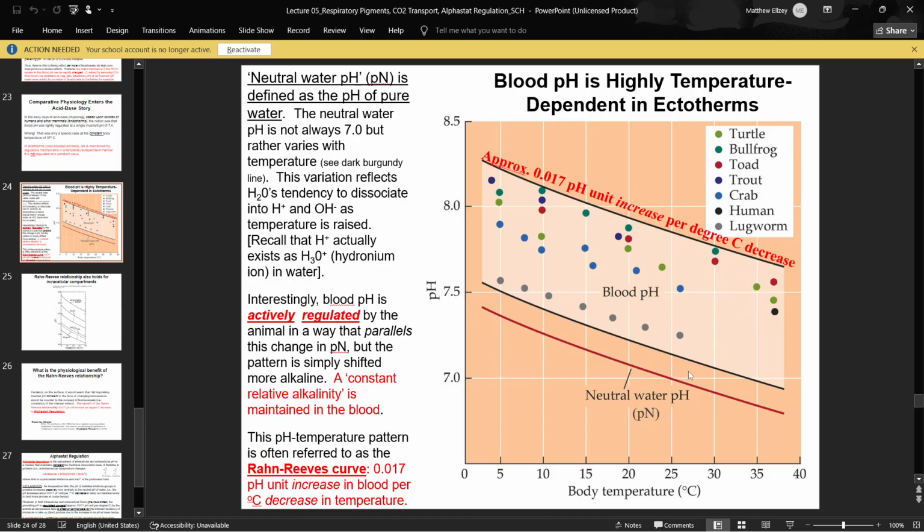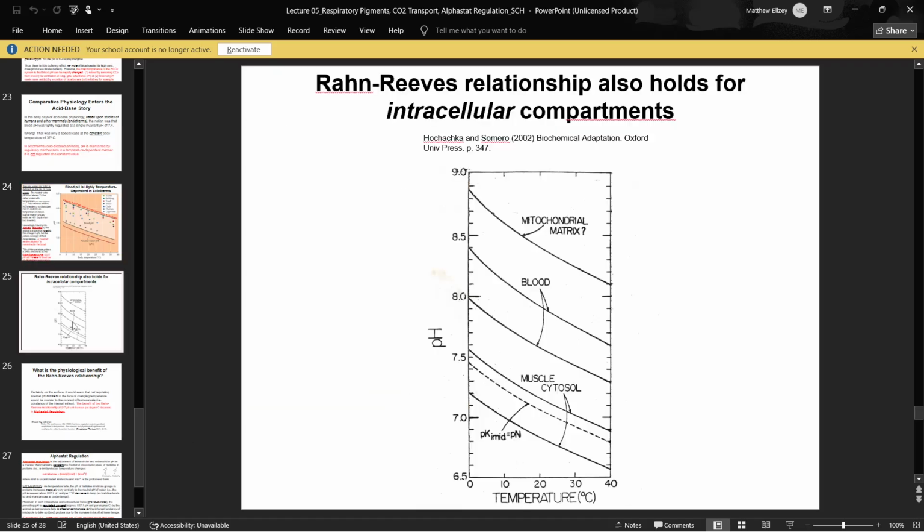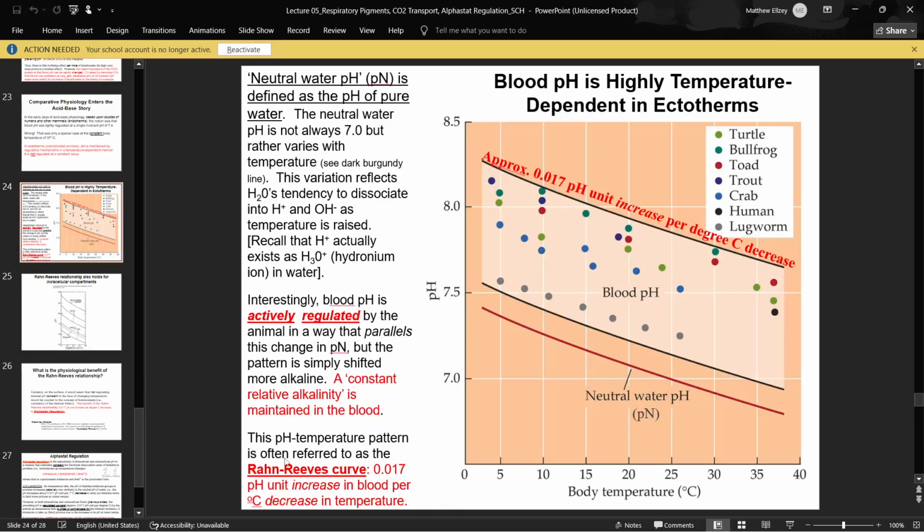And you can see also that it parallels the neutral pH of pure water, going up as the temperature decreases. So, this relationship also holds for intracellular components. It's not just the blood, but this temperature change is going to increase the overall pH of the intracellular compartments as well. Again, temperature is decreasing, pH is increasing at a rate of 0.017 pH units.